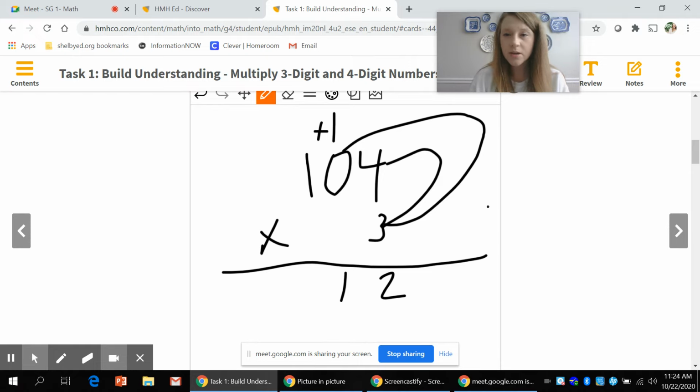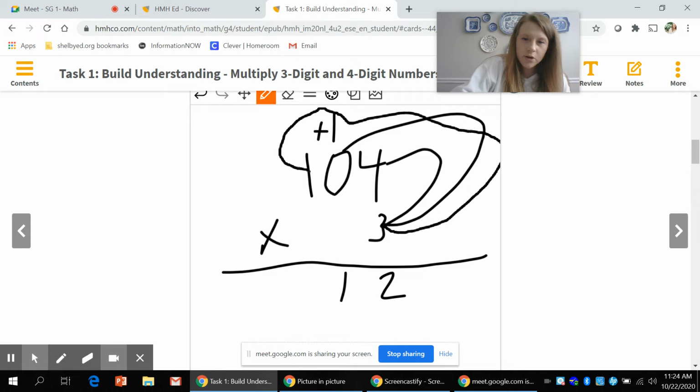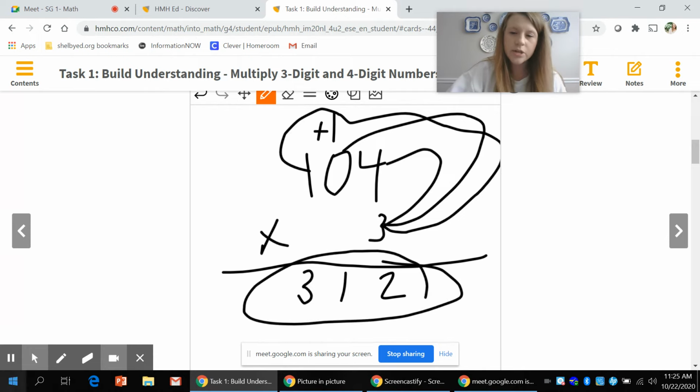Have we distributed the 3 to all the places? No, we got one more place. We got to do the hundreds place. So distribute the 3 times all the way over here, 1. What's 3 times 1? 3. Yeah. So our answer is what? How many coins? 312 coins. That's a lot of coins. Yeah. Let me put coins under there so we'll remember our unit.